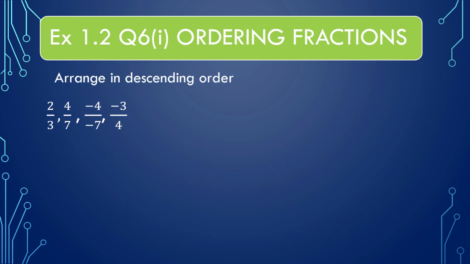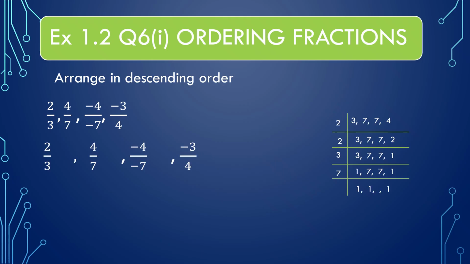Now this time we have to arrange them in descending order. It means from greatest to smallest. What is our first step now? Yes, again, our first step is to take the LCM of the denominators. Now let's take LCM. The LCM is 84.